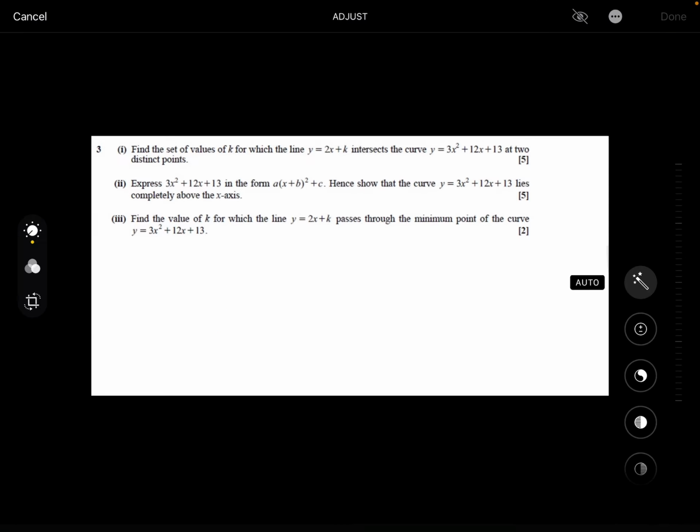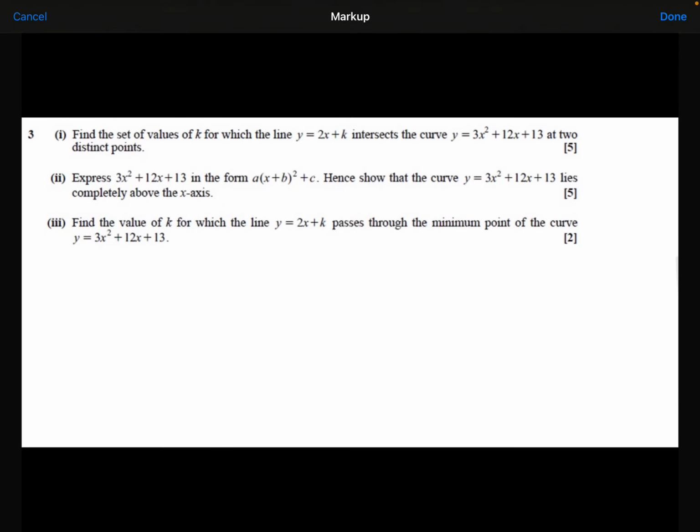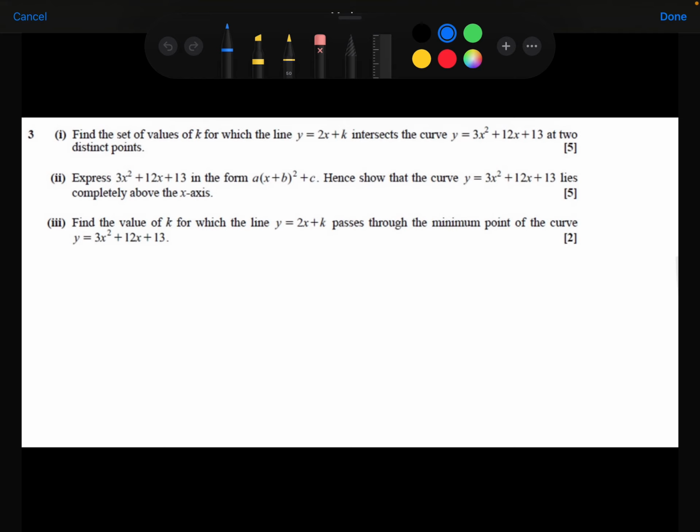Right, part III. We need to find the value of k for which y equals 2x plus k passes through the minimum point of that function. We just worked out the minimum point, which was minus 2, 1. So what value of k makes this equation pass through that point? So when the y coordinate is 1, just substituting 1 in here, the x coordinate is minus 2.